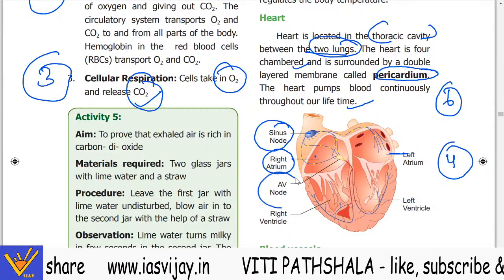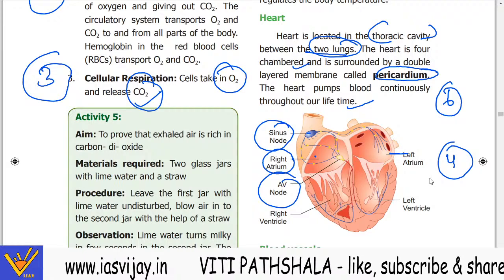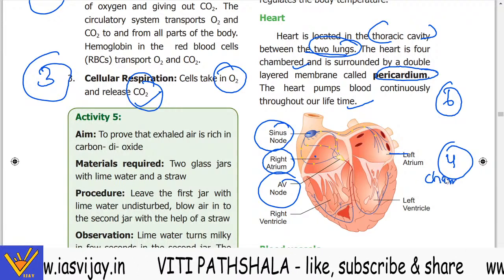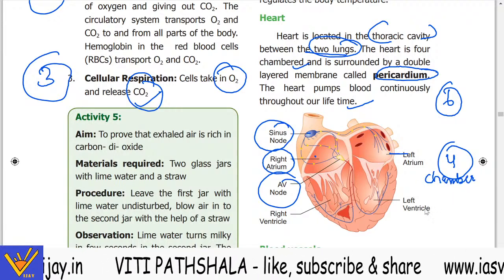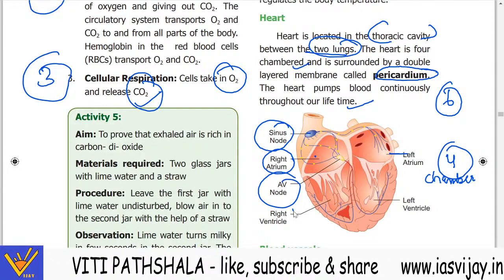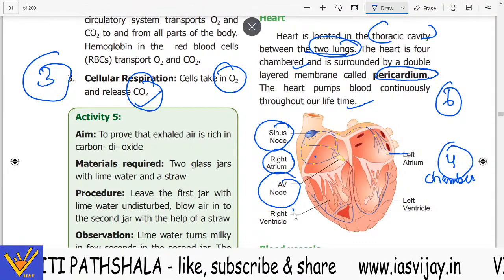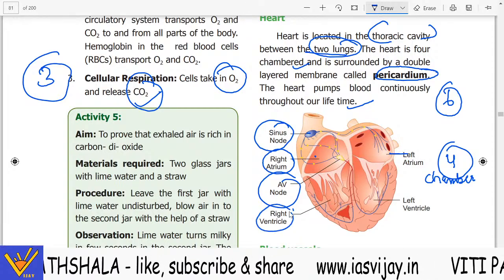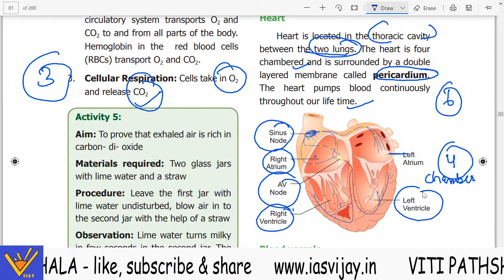Now this is the AV node. I was telling you that our heart is having the 4 chambers. हमारे हार्ट के 4 चैम्बर होते हैं. Now yes, and that is also correct. Right ventricle and the left ventricle.